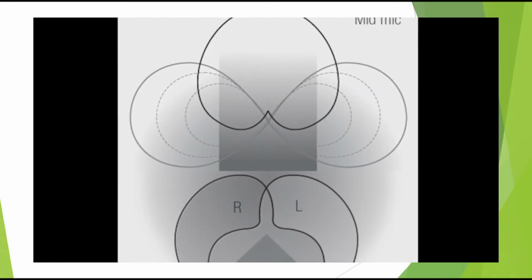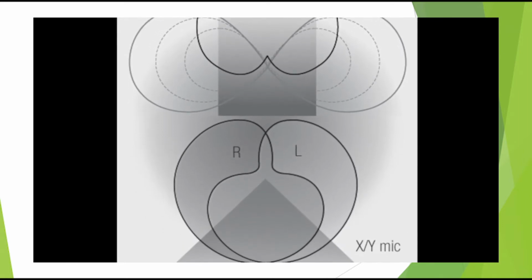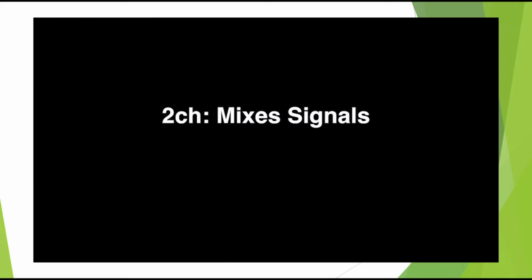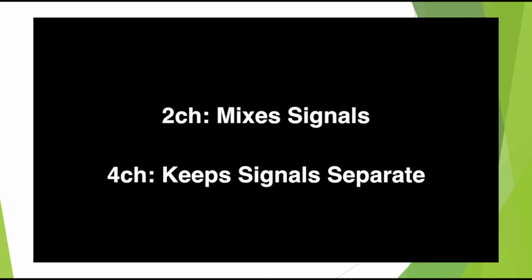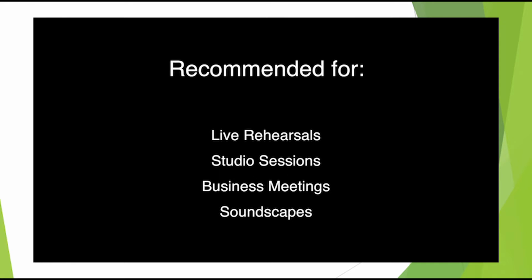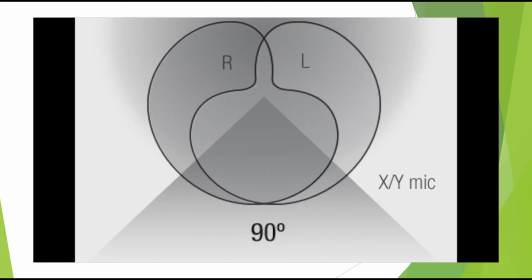The 2-channel and 4-channel options are combinations of the MS and XY mics. The 2-channel option mixes the signals from the mics, while the 4-channel records them separately. 4-channel allows you to adjust the balance between the signals after recording. These are recommended for live rehearsals, studio sessions, business meetings, and sound. An important note, for our class, it's recommended that you have the Zoom mic set to the XY setting.